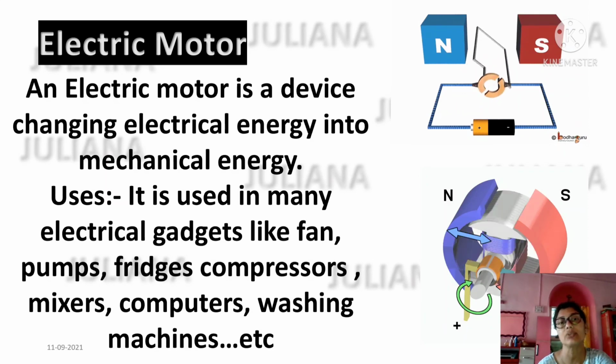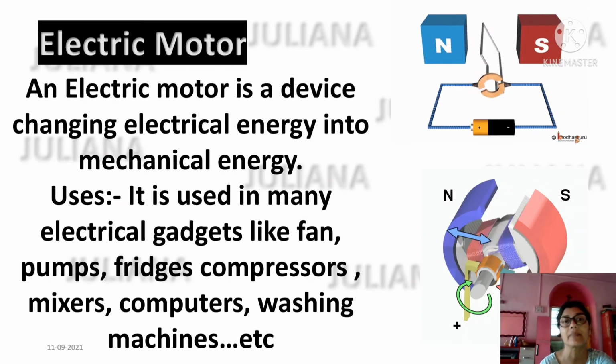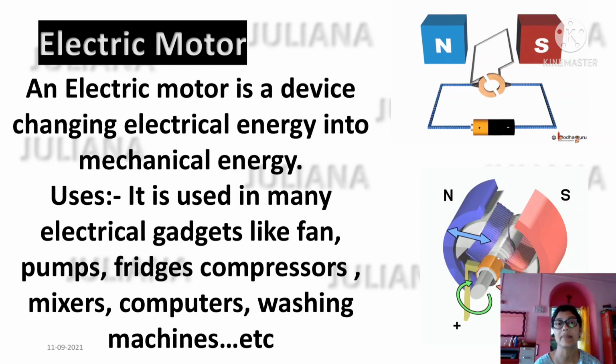It is used in many electrical gadgets like fans. The fan rotates because it is attached to the axle here, and along with this coil armature, this also rotates. So it can be used for pumps, it can be used in fridges, especially the compressors, the mixers, the computer, the washing machines, etc. All use this effect of the electric motor.